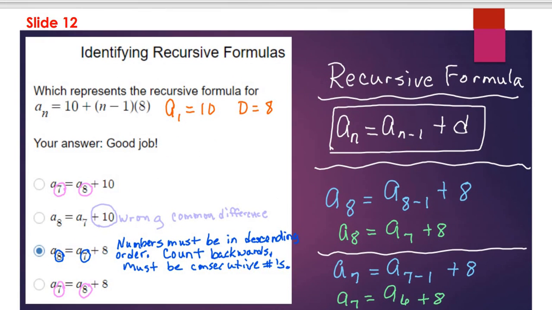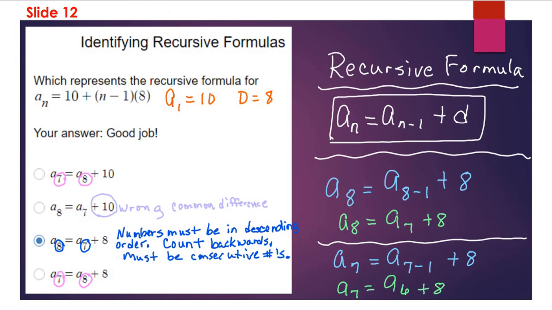Slide number 12. This is the recursive formula that I was just talking about. Now, on slide number 12, my first term is 10. My common difference is 8 on the explicit formula, and I have identified that right here. Now, you have to pick out which recursive formula matches. Here's the recursive formula right here.